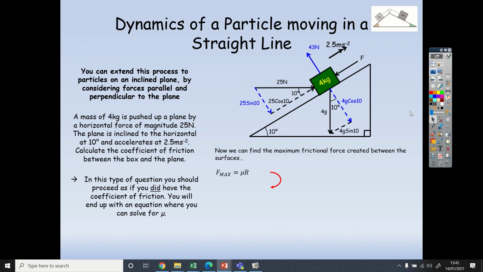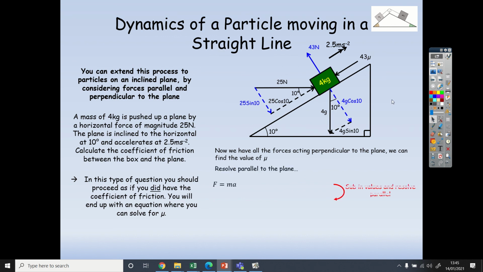Now we can do mu R to get F max. So F max is 43 mu. We have to leave it in terms of mu. So that's going there, pointing down the slope. Now we're in a position to set up our equation in terms of mu, because that's the only term in the parallel direction to the plane that has an unknown in.